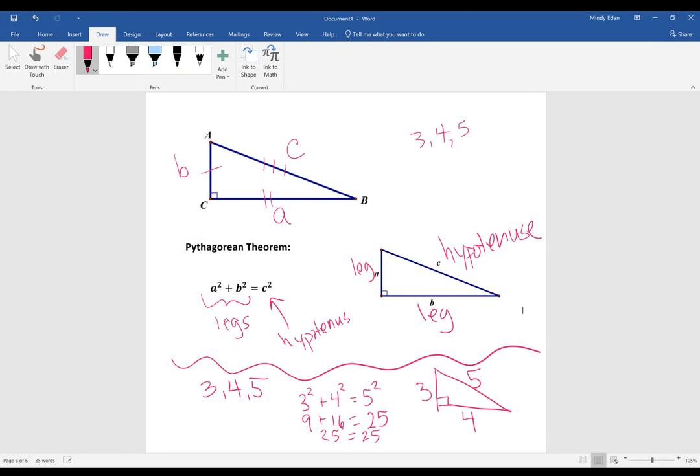And if I double all of these lengths, I get 6, 8, 10. I can triple all of them, 9, 12, 15, because I multiplied them all by 2, and multiplied all those by 3. So those are all scaled copies. But 3, 4, 5 is the basic one. And there are lots of other famous triples out there. You should Google it.